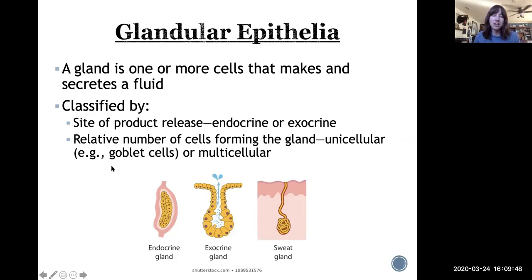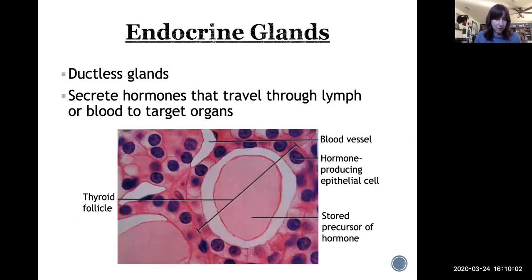They can be unicellular or multicellular. The only kind of unicellular gland, which is an exocrine gland and the only one we're going to talk about, is goblet cells. Those secrete mucus. Let's see what we've got here. So endocrine glands, again, are ductless glands. This is not a duct. This is hormone precursor, basically the product of the gland that will be moved into the bloodstream via not a duct, not a tube. So it goes directly into the bloodstream.